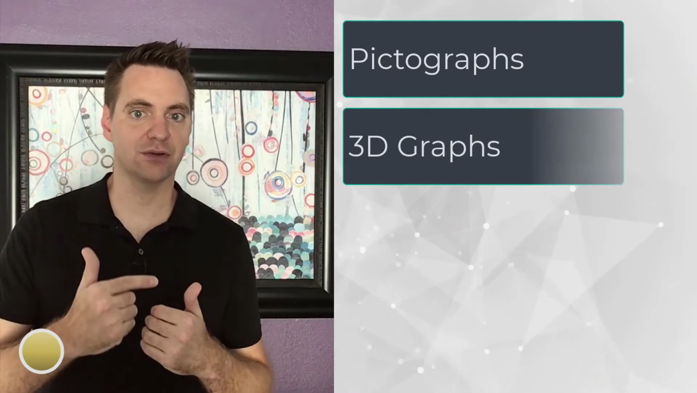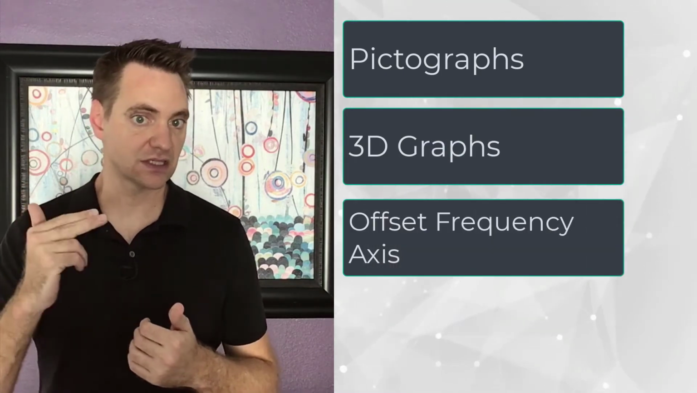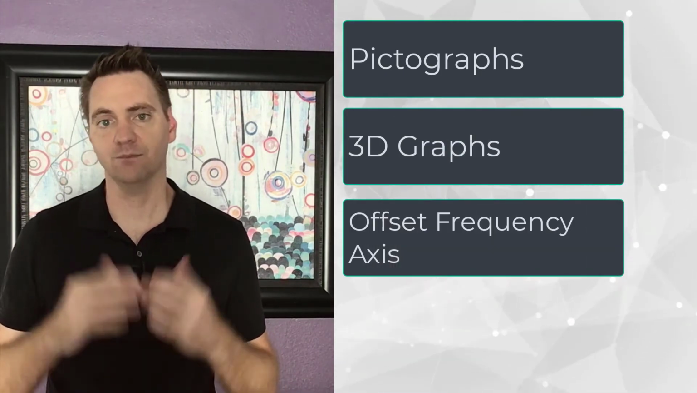And that's it. You don't have to create a graph in this course on a test, but if you do, make them quickly. You should focus more on the description of a distribution rather than drawing the image. And so now that you know what's required, let's make sure we identify some things you should avoid. Pictographs, 3D graphs, a frequency axis that does not start at 0. Okay, what are these things?